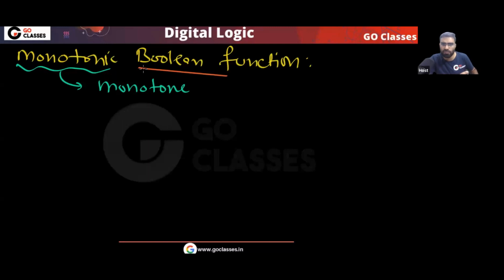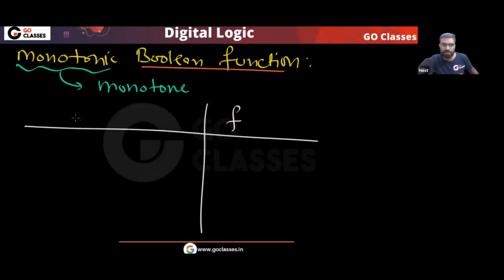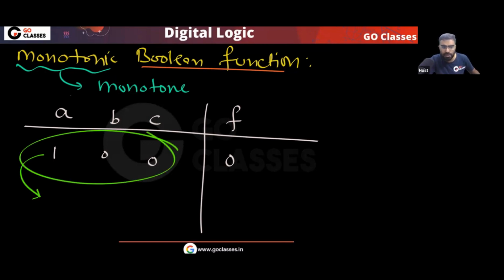So what is a monotonic Boolean function? The definition is extremely simple. Let's see, when can I say a function is monotonic? Remember, this is your function and this is your input combination, for example A, B, C. Let's assume for this input combination, the value of function is 0. Then if I change a single input from 0 to 1, I will increase the input combination.